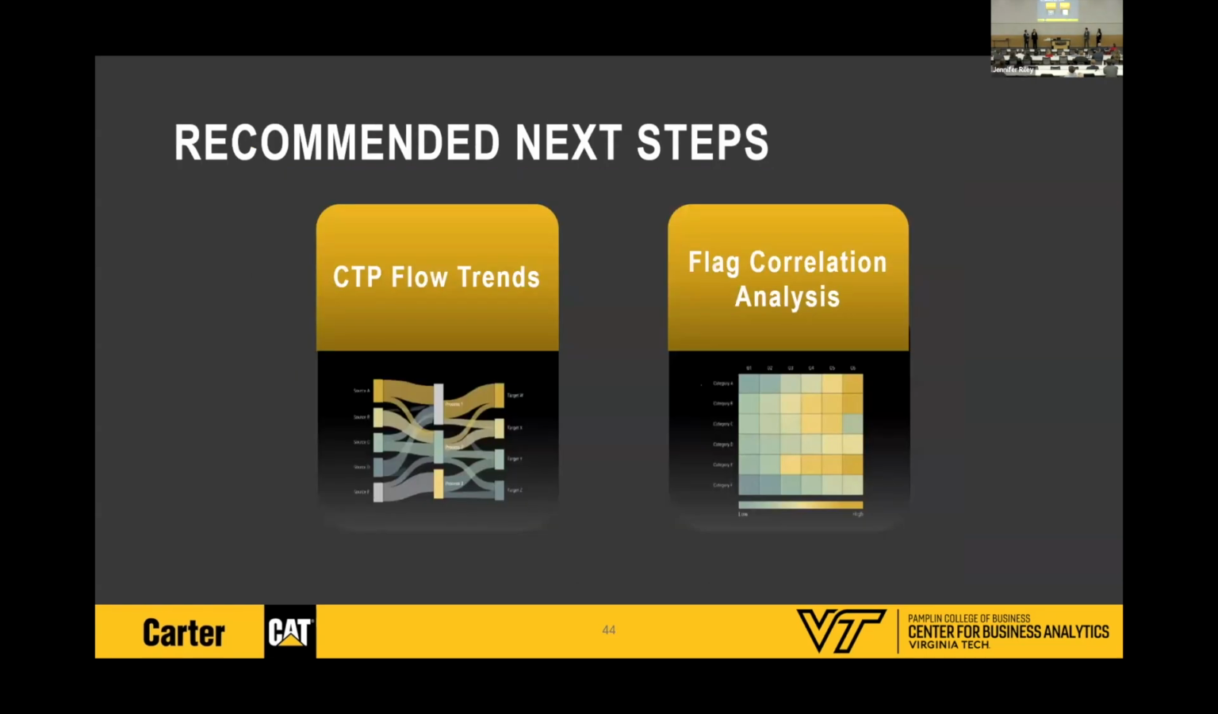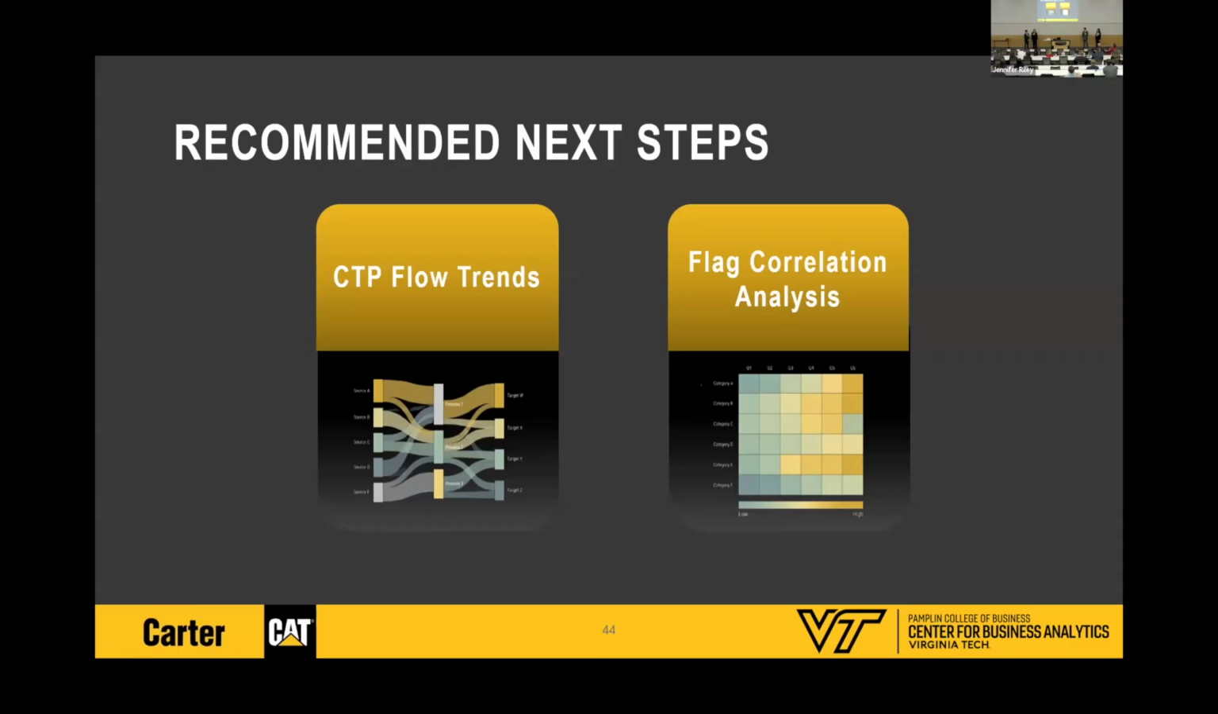To build on our governance solution, we offered Carter Machinery 2 recommendations. The first recommendation is our customer to purchasing flow trends. What we're recommending here is a comparison dashboard built around a Sankey diagram. The reason we're recommending a Sankey specifically is because it's the best way to view how customers are most directly connected to their specific purchasing outputs.